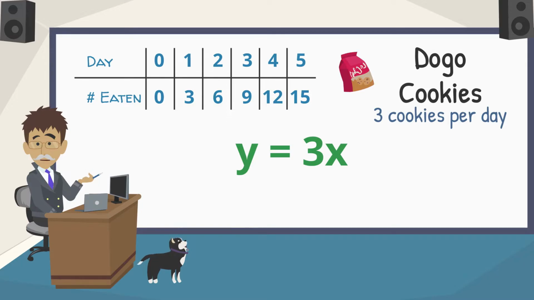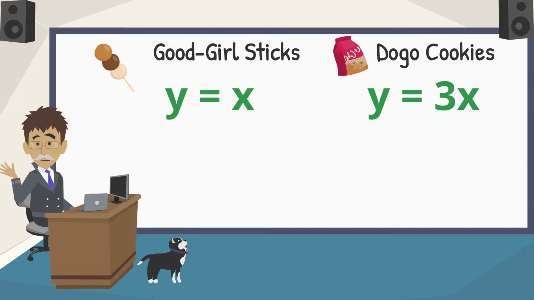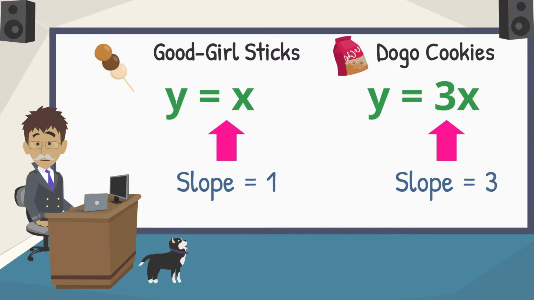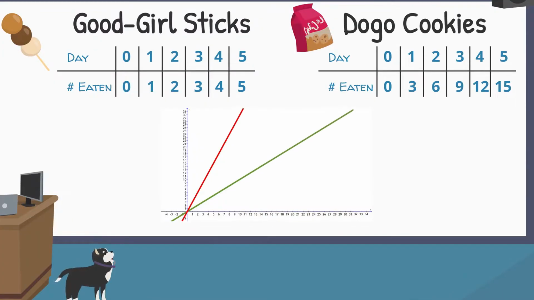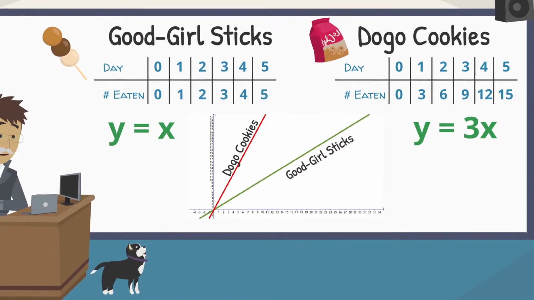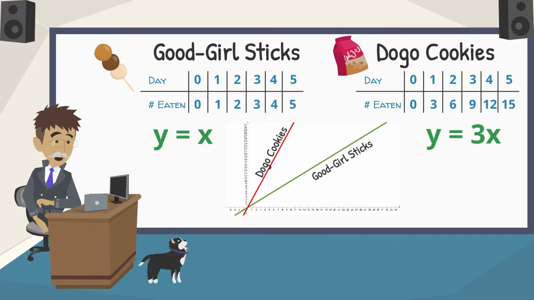Notice the differences between the functions of Good Girl sticks and Dogo cookies. The coefficient in front of x shows the slope and reflects a slope of 1 versus 3. Now look at the tables and the graphs. Both show that the number of Dogo cookies eaten is greater than Good Girl sticks. The coefficient in the function, the rate of change in the table, and the steepness of the line in the graph all show the same idea of slope.